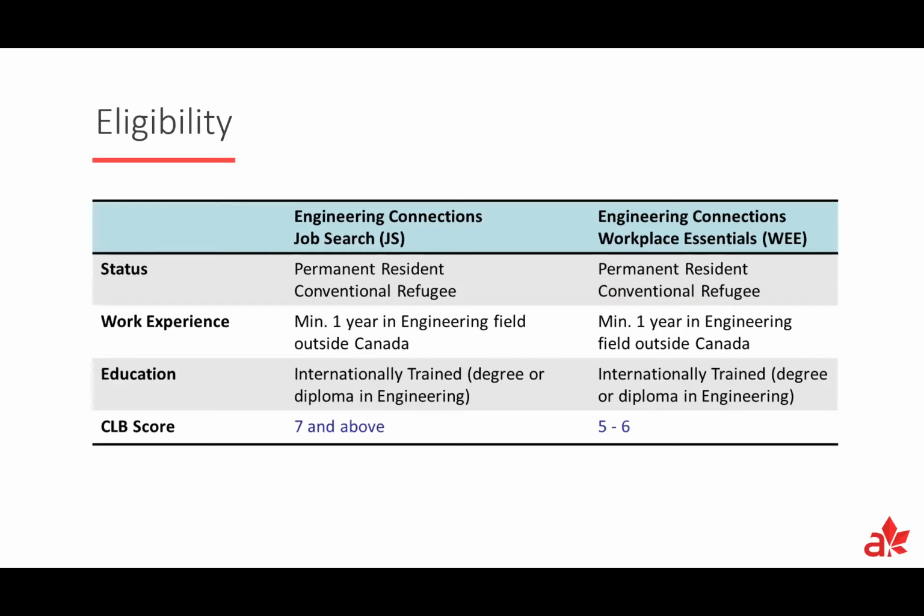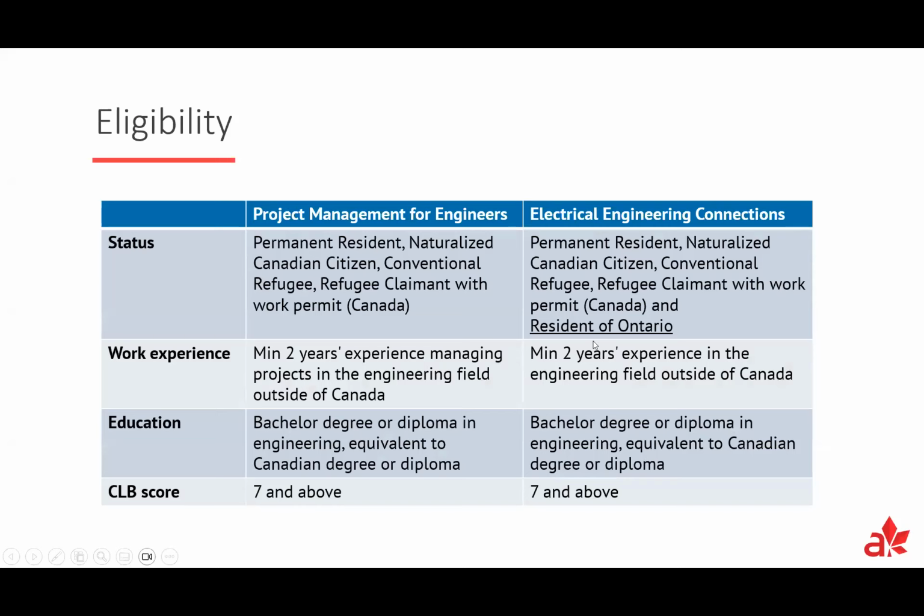Eligibility-wise, for the Engineering Connections program and the Workplace Connections program, it's pretty much the same because this is funded by the federal government. We will look at permanent residents and convention refugees, minimum 1 year of experience from abroad, and an international degree or diploma. And for this stream, we need language benchmark 7 and above, but for this stream, language benchmark 5 and 6 is perfect. For Project Management and Electrical Engineering, the criteria are the same because these two programs are funded by the Ontario government.